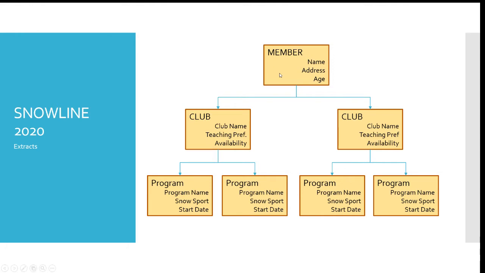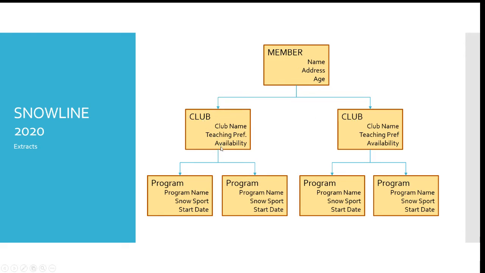Now a member can be in SNOWLINE more than once. They might be a member in SilverStar, and they might be a member somewhere else. Information that is related specifically to their membership at a unique club is stored at the club level. So there's one member record, and there can be more than one club record.